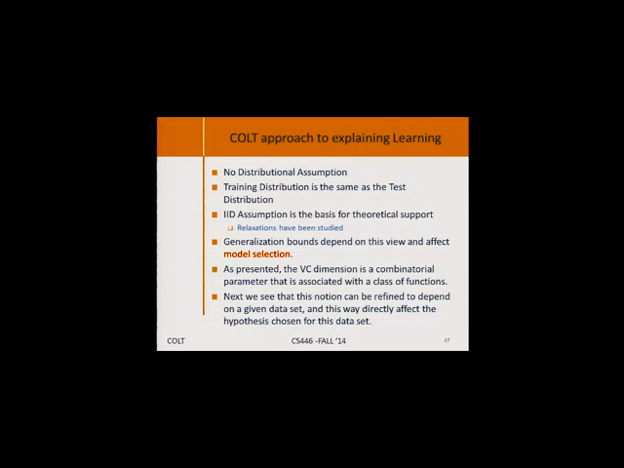Okay, so I want to start exactly where we left off at the end of last time, because we did it a little bit in a hurry and it's really important. So basically we finalized what we know about learning theory.